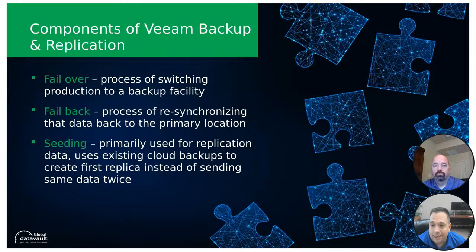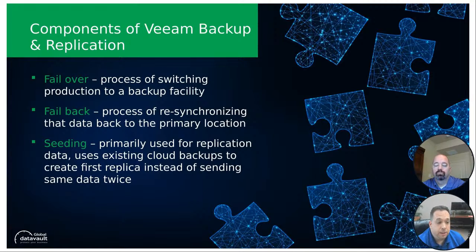So what a failback is, you have the option to fail back to production. What that will do is actually take a snapshot on the Global Data Vault side, and then send that snapshot down to the customer side, and then it'll merge that snapshot back into the production VM.